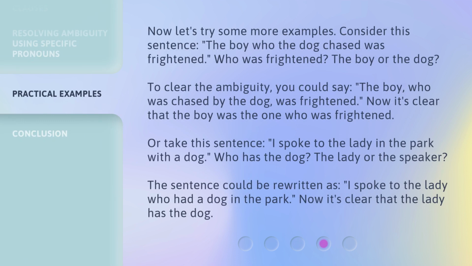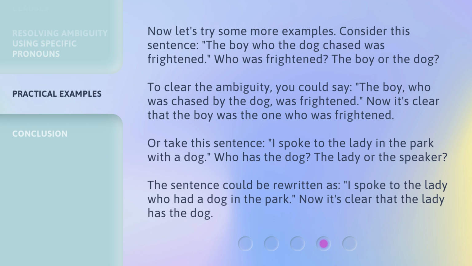Now let's try some more examples. Consider this sentence: "The boy who the dog chased was frightened." Who was frightened, the boy or the dog? To clear the ambiguity, you could say, "The boy, who was chased by the dog, was frightened." Now it's clear that the boy was the one who was frightened.